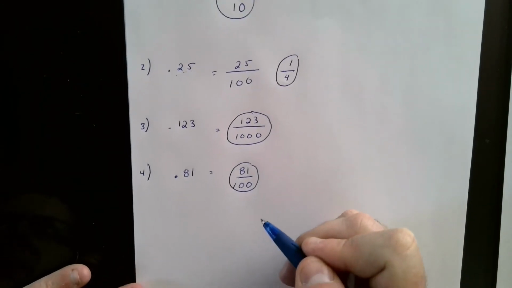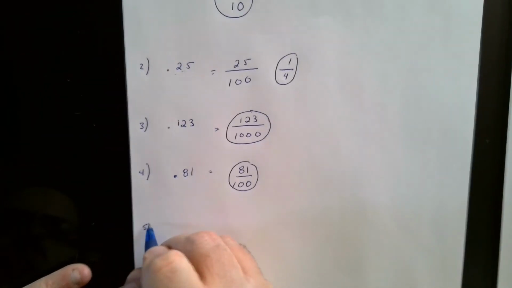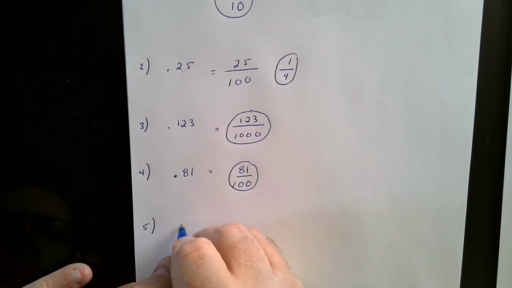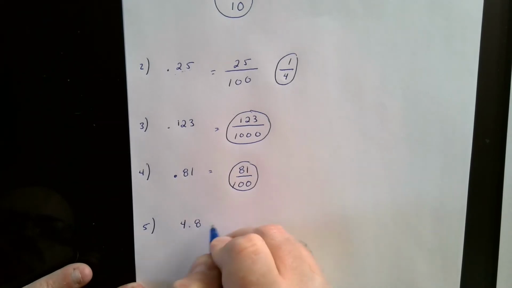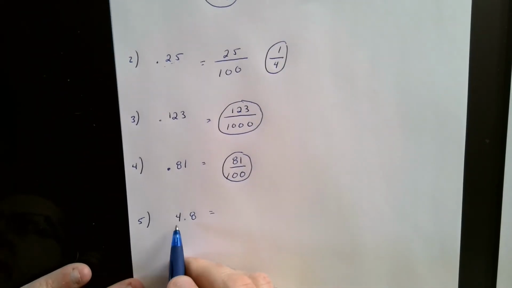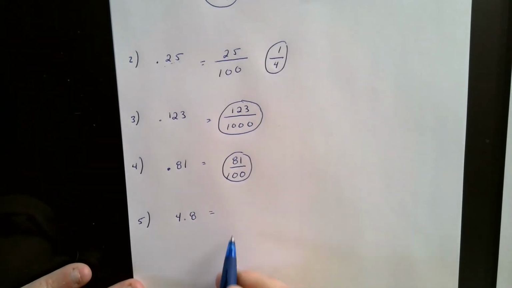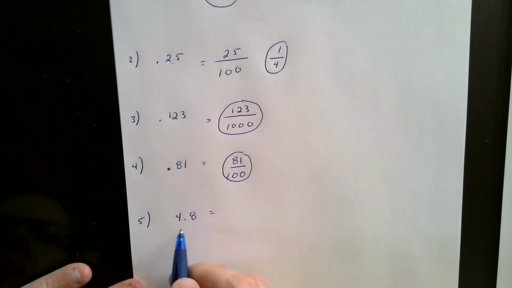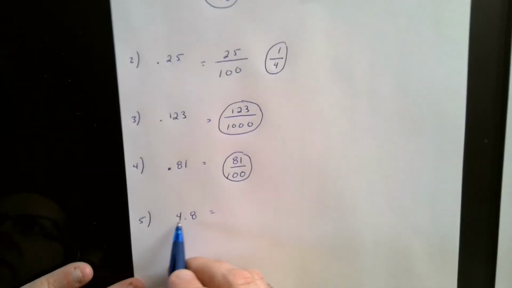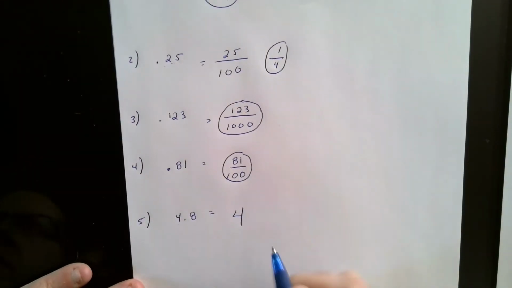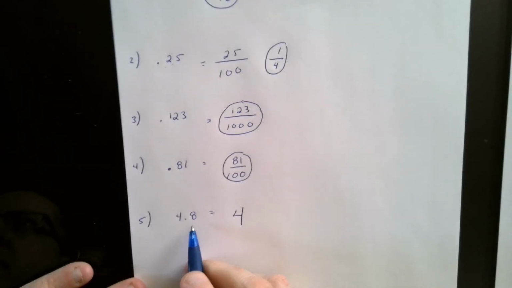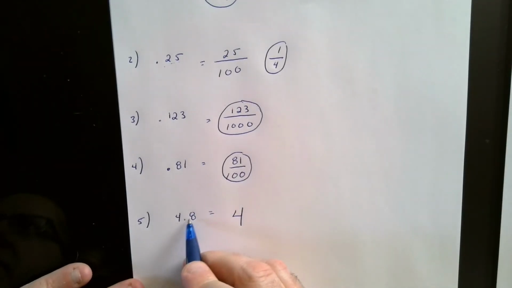Okay. Now let's look at some special situations. Let's say we have something like this. We have 4.8. So now we have this whole number in the front, and we want to turn this into a fraction. Okay, so the whole number in the front, that's fine. I don't care about it. It's a whole number, so just make it the whole number. So 4 is the whole number. It's behind the decimal that matters. So 8 is behind the decimal.